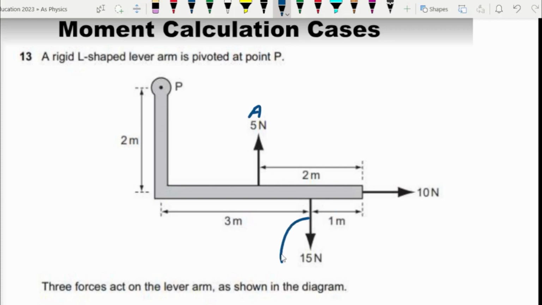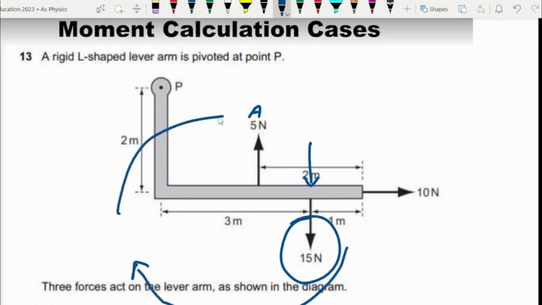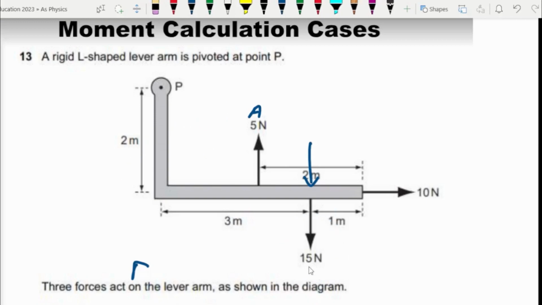Take a look at the lower one. If you try to push it downwards at this point, the direction of motion of this object would be something like this. Okay, this direction is consistent with the direction of motion of the hands of the clock. So ये कौन सा moment होगा? Clockwise. तो इसके साथ C लिख देते हैं.